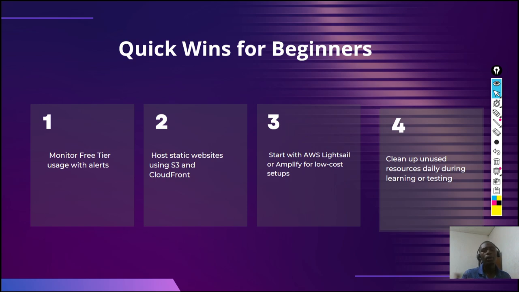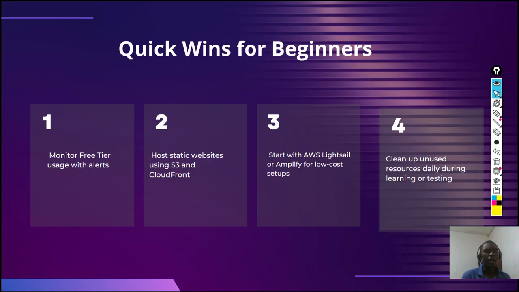And then now let us look at quick wins for beginners. The first thing is that you should always monitor free tier usage with alarms. Monitor your free tier. This is especially for beginners. You should not allow yourself to be deceived by the concept of free tier. Monitor it effectively so that you only pay for what you are using and get value for it, so that you will not exceed it and have them bill you for that.